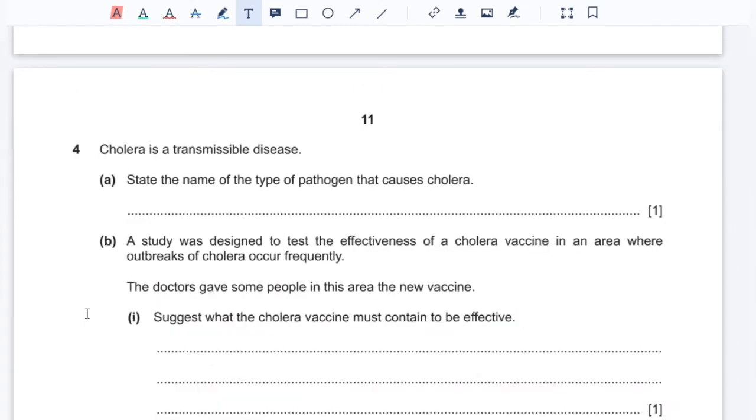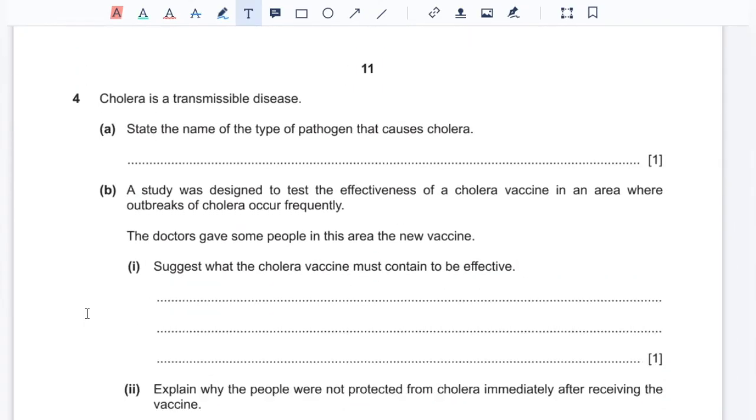Cholera is a transmissible disease. State the name of the type of pathogen that causes the disease cholera. So here you're supposed to name the type of pathogen and not the pathogen itself. So this is a bacteria.